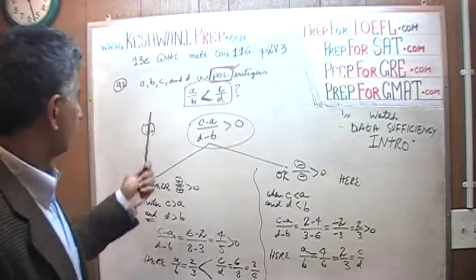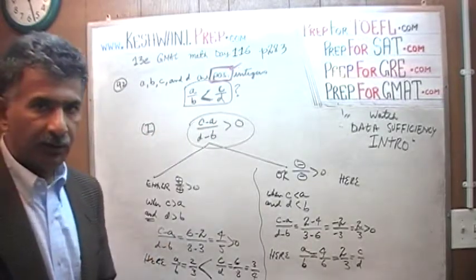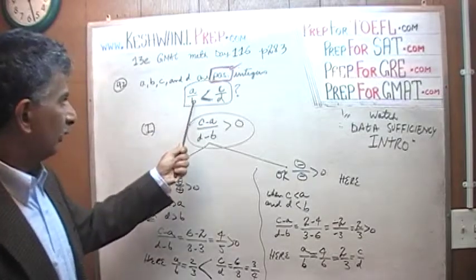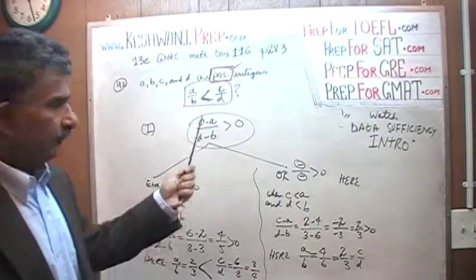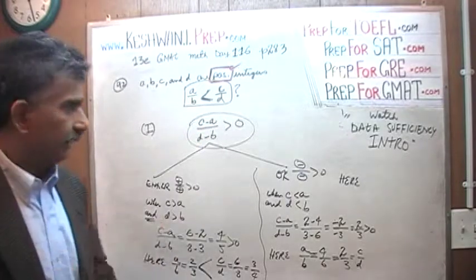we are given 4 integers, a, b, c and d, and we are told that they are all positive. The question they are asking is simply, is a over b less than c over d? Is the ratio of a to b less than the ratio of c to d? That's all they are asking.